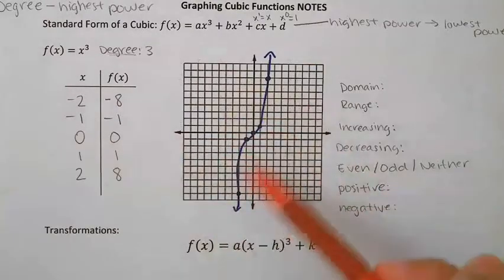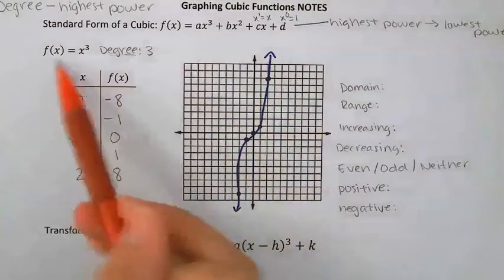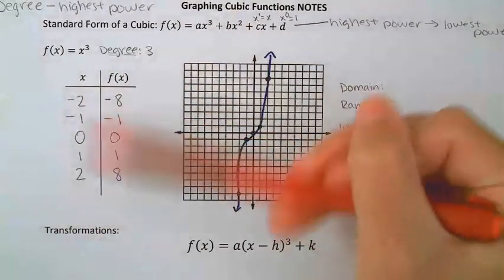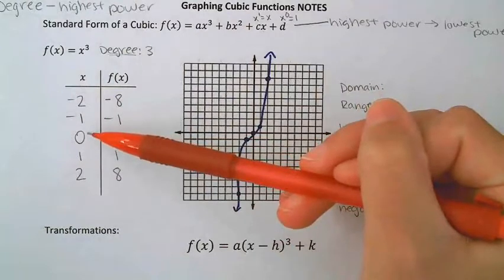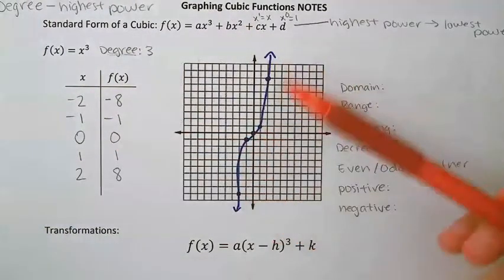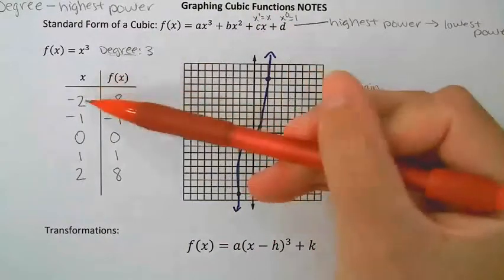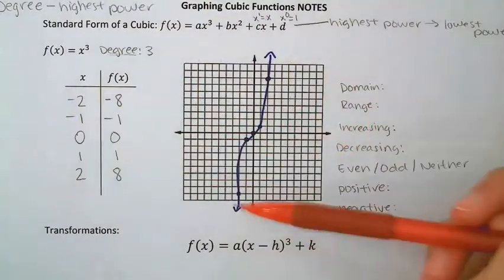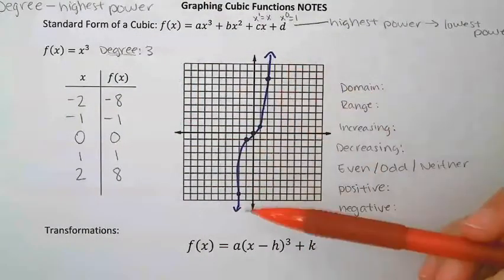Here I have graphed the parent function of a cubic, f of x equals x cubed. I've used my standard points for graphing a parent function, points around the origin that show the general shape of the graph. It's just -2 cubed is -8, etc., to get these points. And I've plotted them, and this is generally what it looks like.